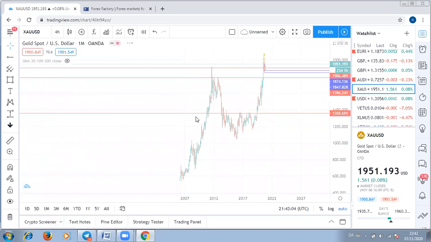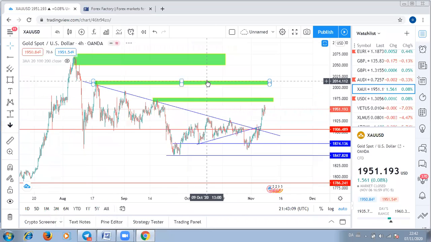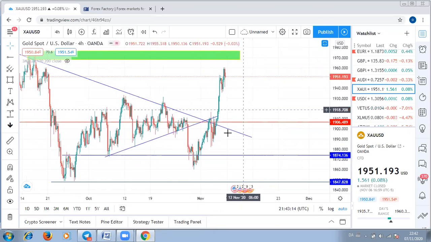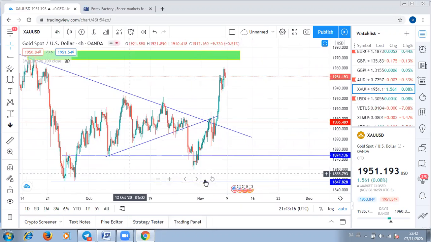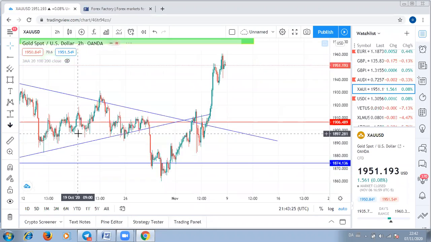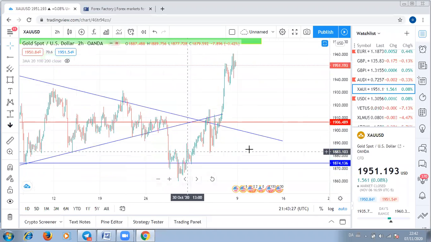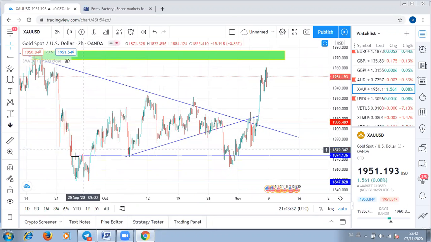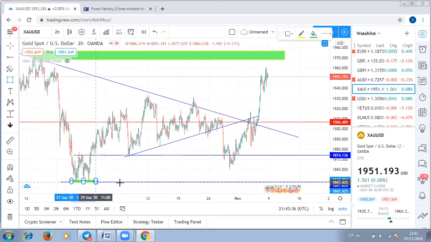So go back to our 4-hour time frame. I'm trying to explain to you and show you how I draw my supply and demand zones. So when gold came down to around this area, on the 2 hour chart, it came down around this area because of what happened. It made this area an area of demand.